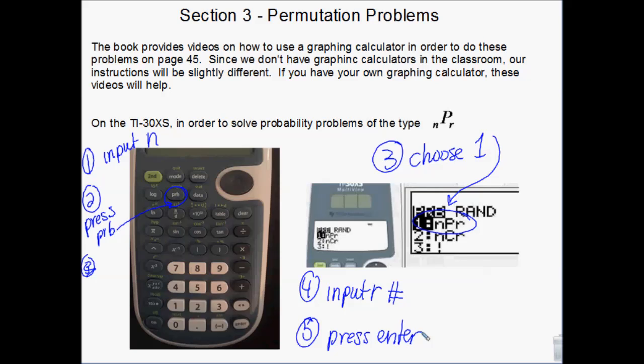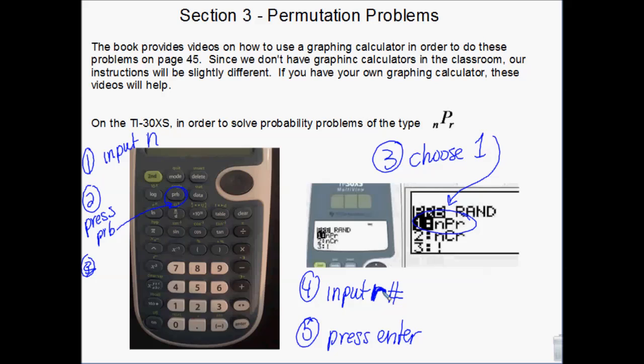We cannot do that on these phones. Now you may be able to download a statistics app calculator. I don't know, I haven't looked. But there may be a statistics calculator app that exists, in which case you'd be able to do this on your phone. But for right now, we're going to have to use these. And this will also be online.